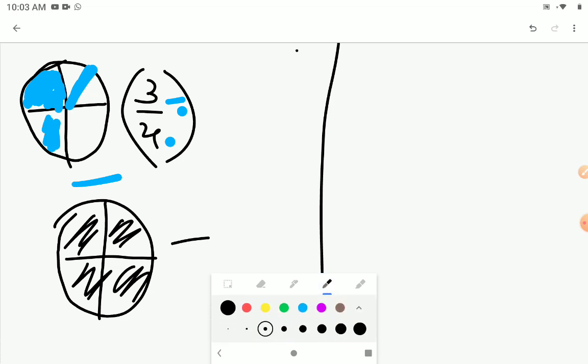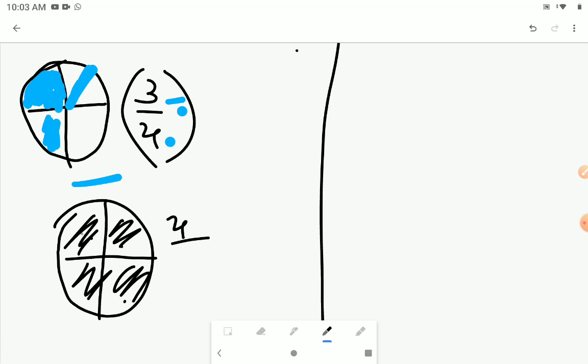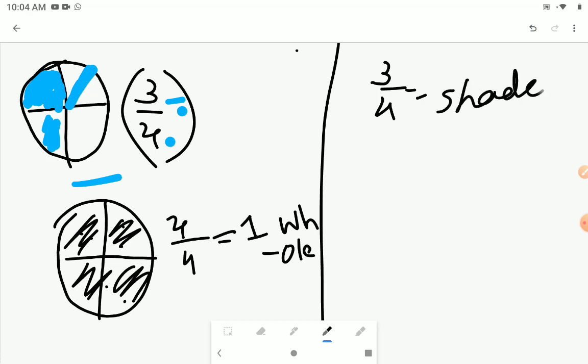Wasn't it easy? Now see here, 1, 2, 3, 4. 4 are shaded, so 4 will be our numerator. 4 is the total, so 4 will be our denominator. That forms 1 whole. Yes, we did a great job. So in the first question, for 3 by 4 we just shade it, and for the second it was 1 whole. Okay, I hope you understood it.